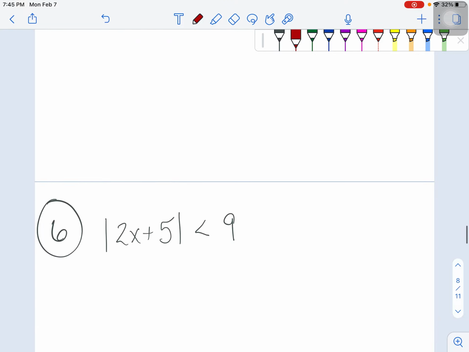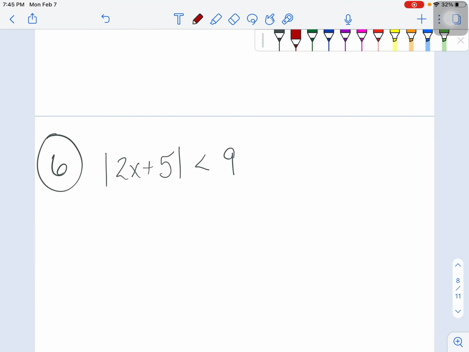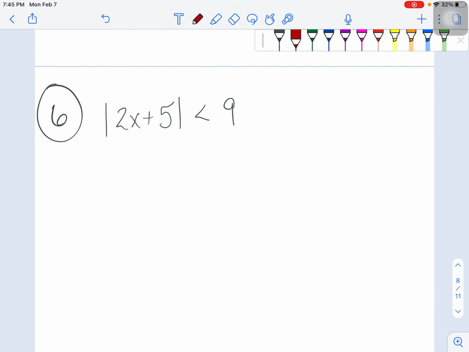Okay, number 6. We've got an inequality. Again, you can do it on the graphing calculator. You're going to put an equal sign, though. But this one has a little bit of time to it. You'll see. So 2x + 5 equals 9, and 2x + 5 equals -9. Anytime there's an absolute value, you're going to say equals 9 and equals -9.